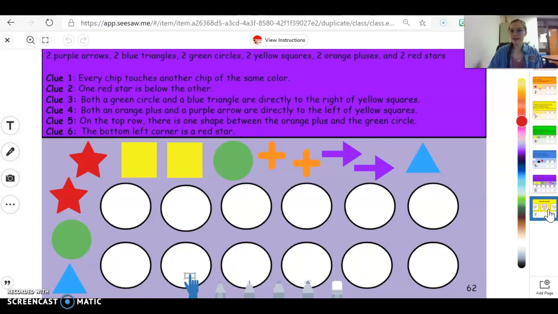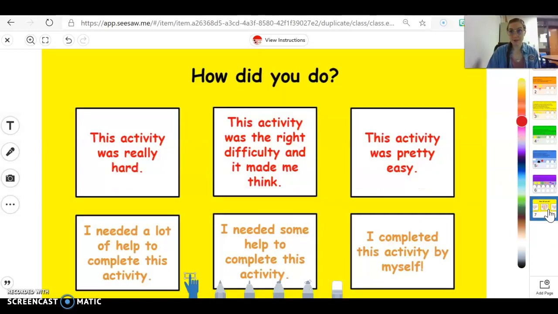This week is a feedback slide, and you're going to get these feedback slides frequently, so I just wanted to go over what they mean. You can see we have red squares or rectangles, and then we have orange. They each go together. So how did you do? I want you to tell me, was it really hard? Do you think it was the right difficulty?